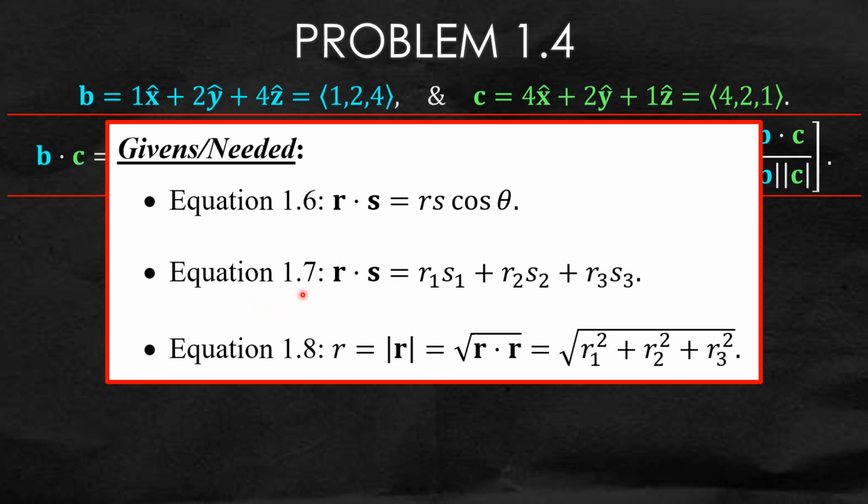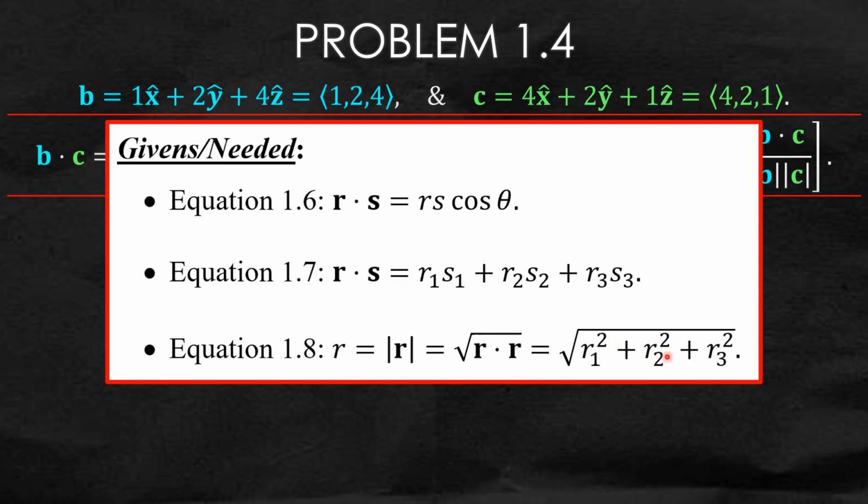Whereas in 1.7, we have the algebraic definition, which we used last time. And this is all the component forms, and we'll have to use this one again in the numerator of the theta equation. Now, as far as the magnitudes go, we just showed in 1.3 that r squared is equal to x squared plus y squared plus z squared.